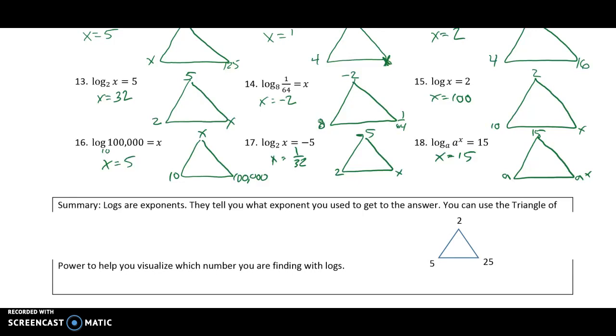Okay. So again, you can use that triangle of power to help you. Hopefully those were enough examples to help you visualize solving logarithm problems. Good luck on your homework, and good luck on your assessments.